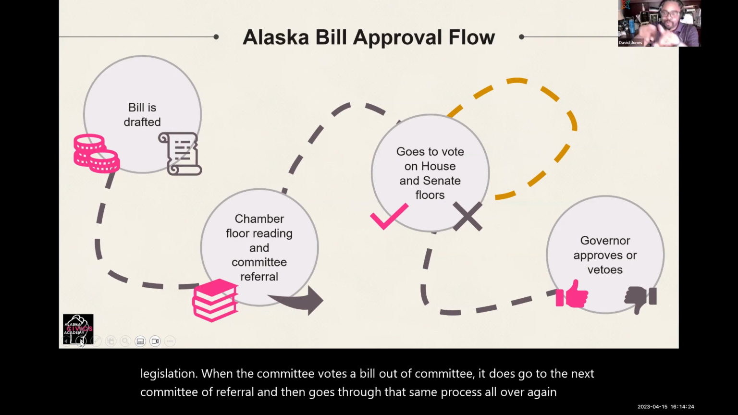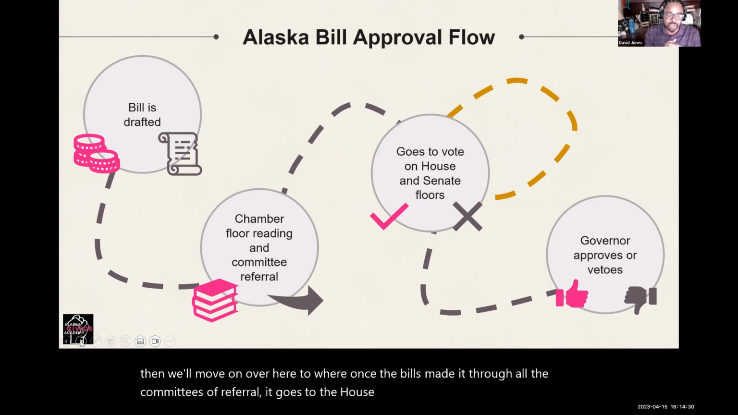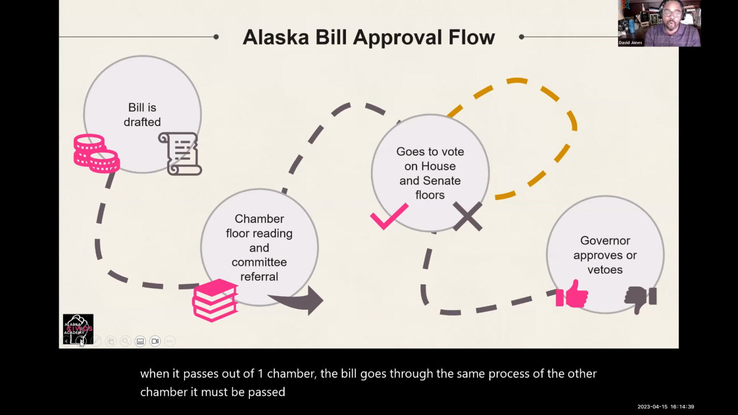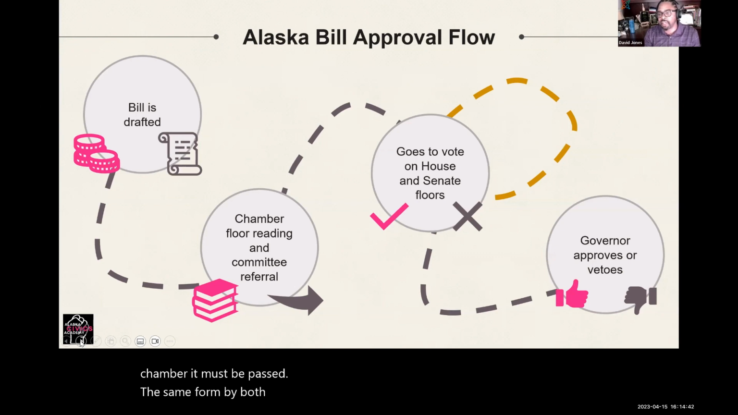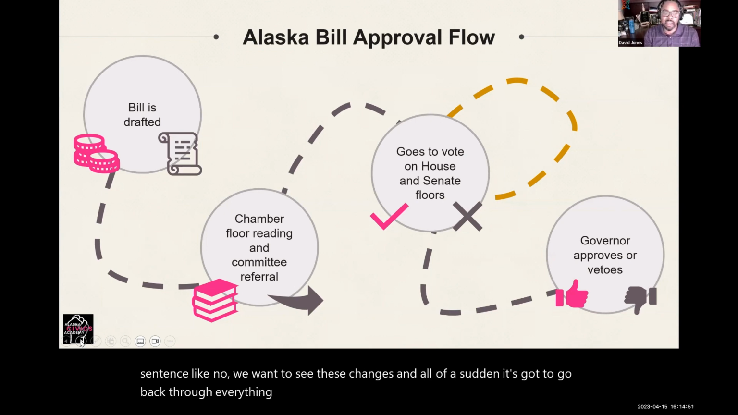So then we're going to move on over here to where once a bill has made it through all the committees of referral, it goes to the House and/or Senate floors for the vote. And when it passes out of one chamber, the bill goes through the same process in the other chamber. It must be passed in the same form by both bodies. So let's say it passes through the House, but the Senate says, no, we want to see these changes. Then all of a sudden, it has to go back through everything again, because it has to pass in the same form by both bodies.